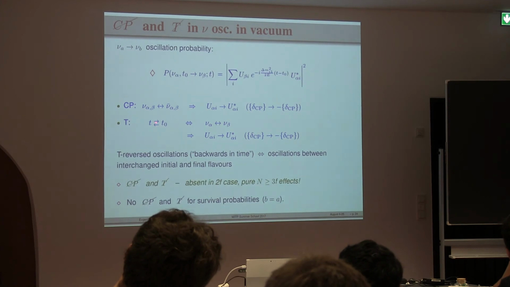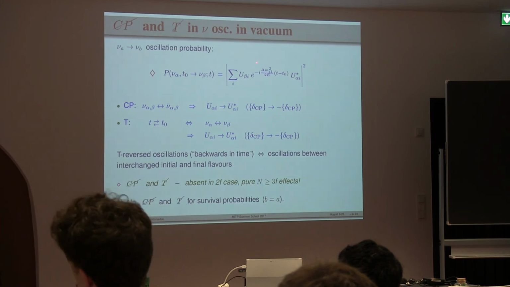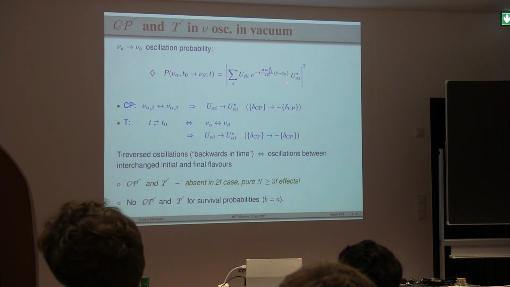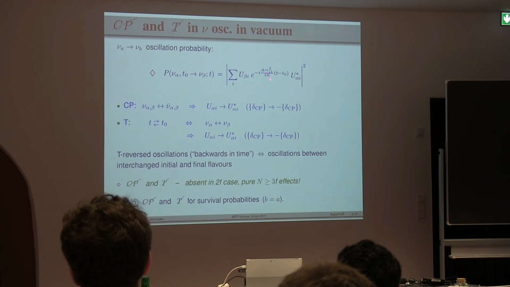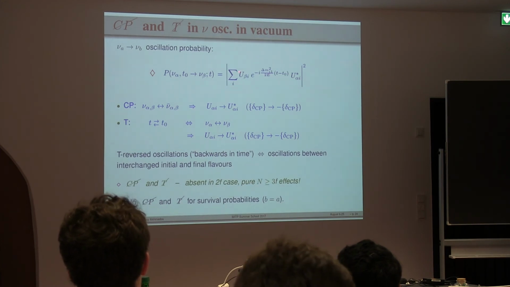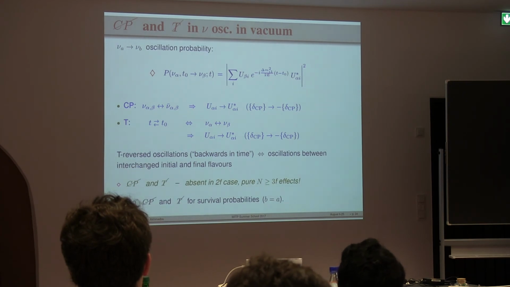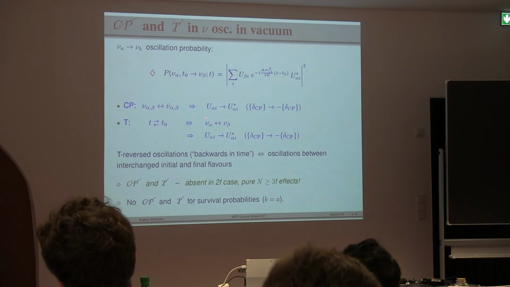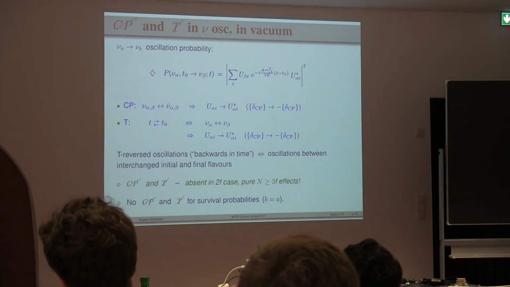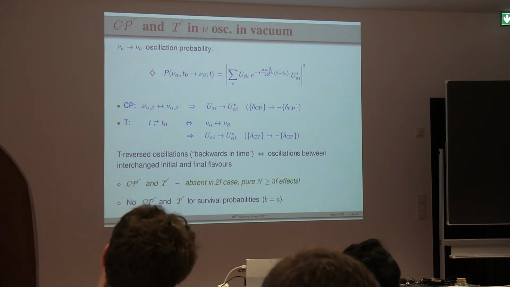Time reversal means that we should interchange the initial time, neutrino production, and the neutrino detection time. This means that we have to change the sign of this difference, which is equivalent to complex conjugation of this exponential phase factor. But since we have the absolute value here, it is equivalent to complex conjugation of the other factors instead. We can complex conjugate these two factors, and the result will be the same because of the absolute value. And complex conjugating these two factors is equivalent to interchanging alpha and beta. So time reversal is equivalent to interchanging initial and final flavor, which is kind of natural. So instead of nu e oscillating into nu mu, we'll have nu mu oscillating into nu e.